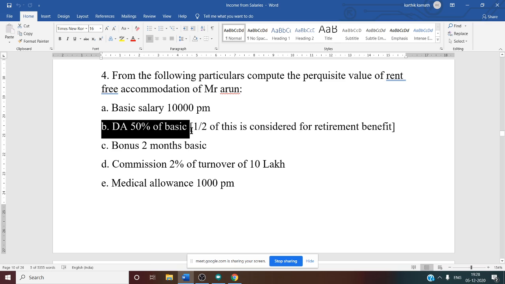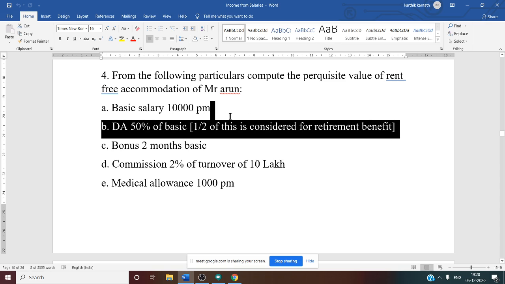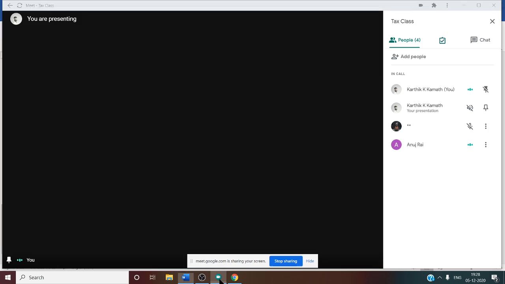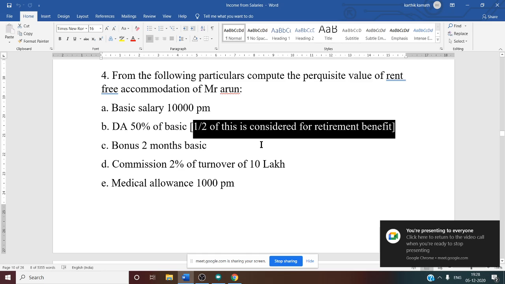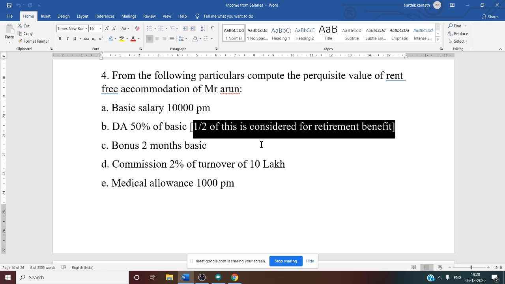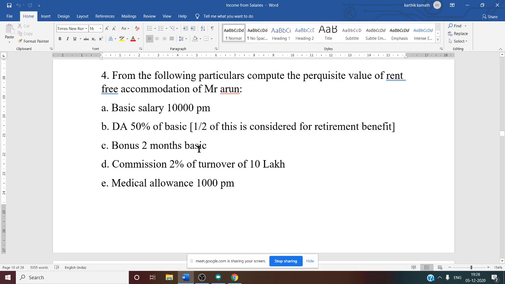Out of that 60,000, they said half of this is considered for retirement benefit. So how much amount goes to the retirement benefit? 60,000, sir? No, not 60,000. 60,000 again half, 30,000. You have to consider 30,000 for retirement benefit: 1,20,000 into 50% into 50% again, because of this 50%, half goes for retirement benefit. Bonus is 2 months of basic.